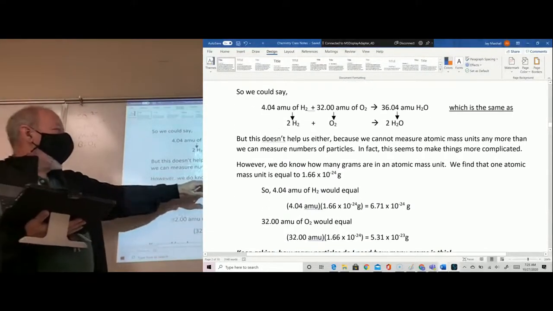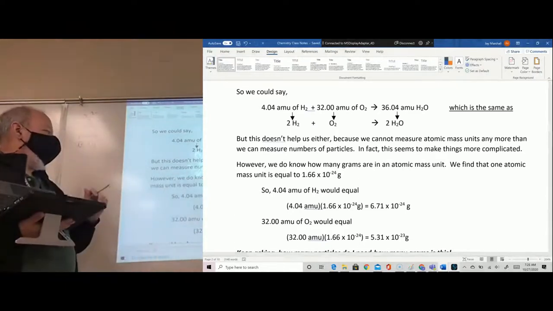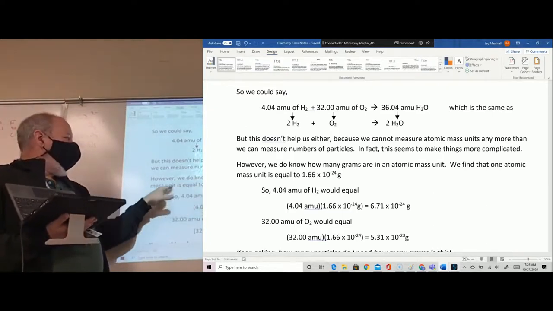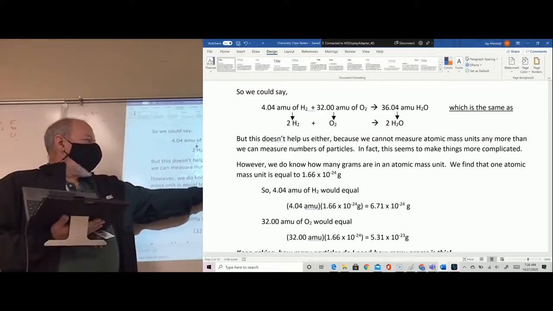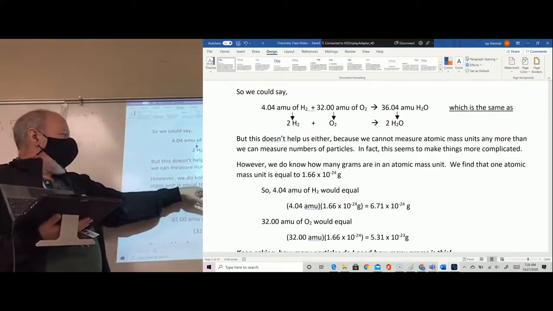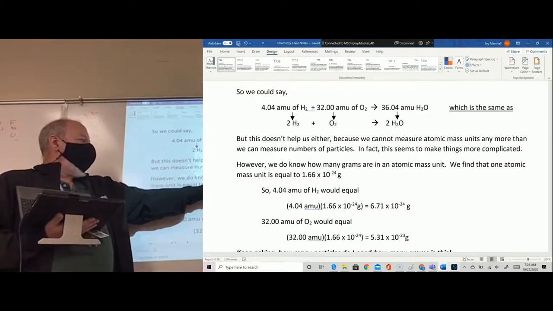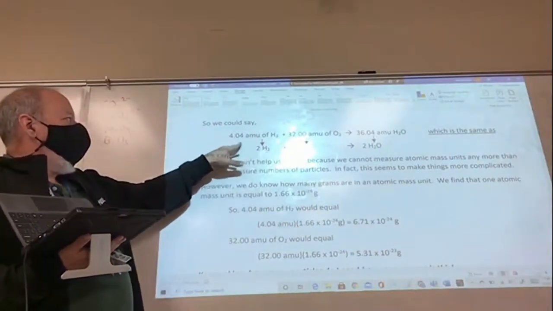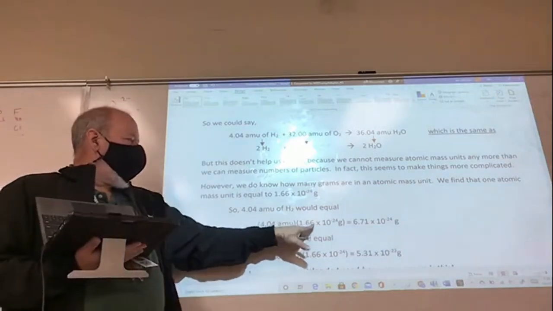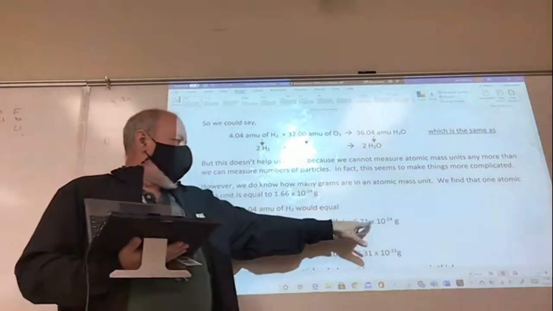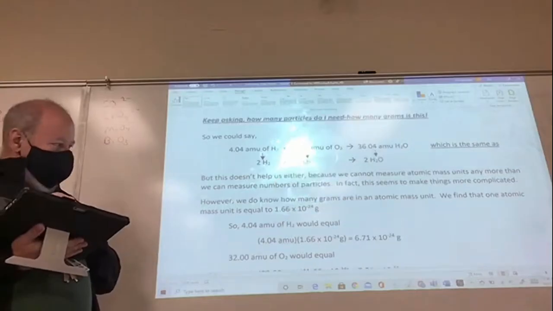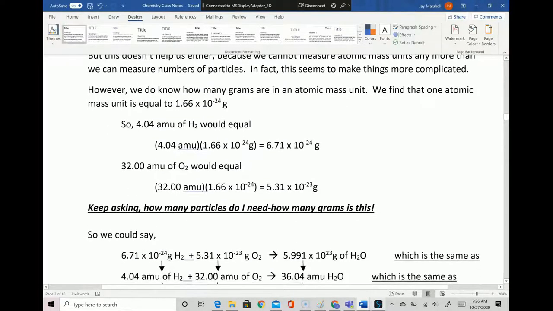But what if I know how many grams are in an atomic mass unit? And don't worry, you'll never have to know this unless I give the value to you on a test. But I know that one atomic mass unit is equal to this many grams. Okay? Now, that's an exceedingly small number of grams, and that's not really going to help us out a whole lot either. 1.66 times 10 to the negative 24th grams is equal to one atomic mass unit. So if I multiplied this four atomic mass units, I would get this many grams, 6.71 times 10 to the negative 24th. And I would get this many grams of oxygen.